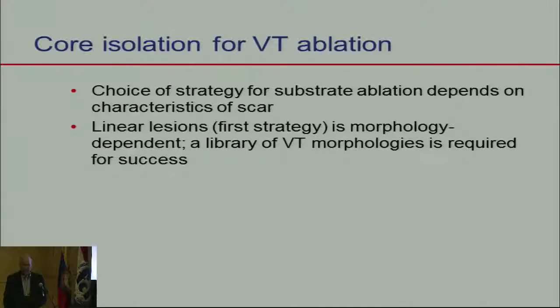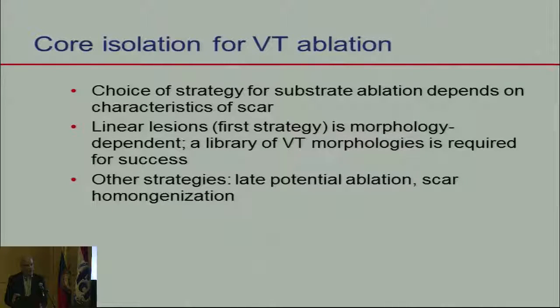So linear lesions, kind of the spokes on the wheel that Shiv was referring to, were the first way of looking at that. And the problem with that strategy is it's very morphology specific. We direct a series of lesions at a specific morphology of ventricular tachycardia. And what that means is that if we don't know about that particular morphology, if we can't reproduce it at the time of the study, then we don't direct any ablation to it. So that's very limited in that sense.